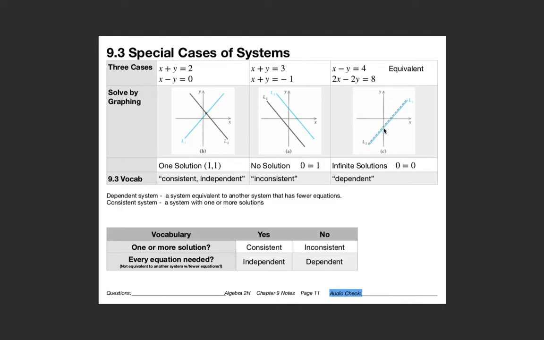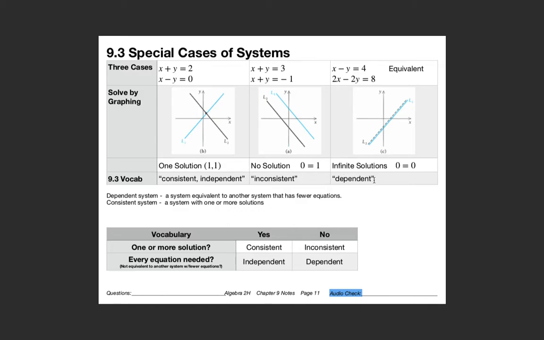It has an infinite number of solutions, and any point on this line satisfies it. For example, when x is 4 and y is 0, when x is 0 and y is negative 4, when x is 6 and y is 2, when x is 7 and y is 3, when x is 8 and y is 4. These are all solutions to both equations. There's an infinite number of them. They're all plotted here on this graph. So if it has one or more, then it is consistent.